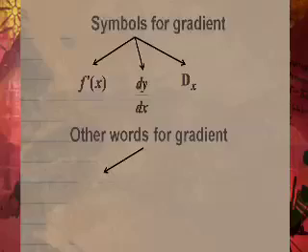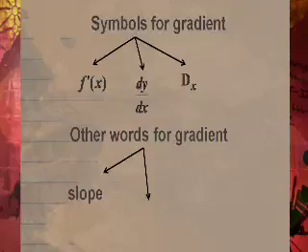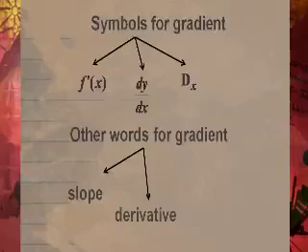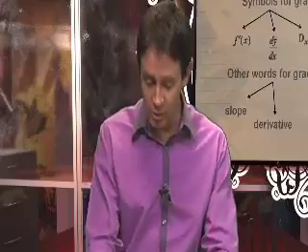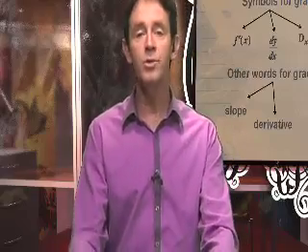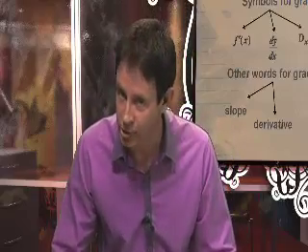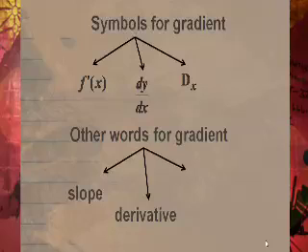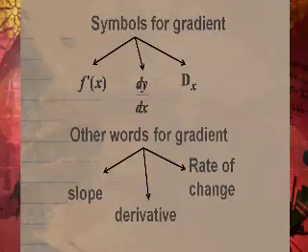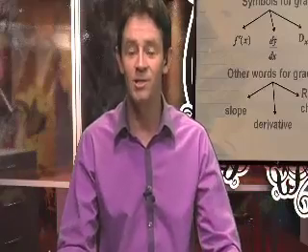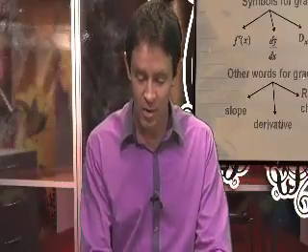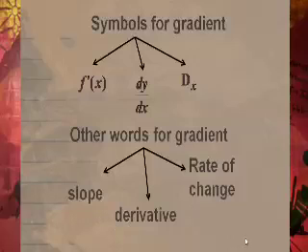Other words for gradient? If you go to Australia, they call it the slope. If you're in Britain, where you get very sophisticated people, it's going to be called the derivative of the function. And of course, if you're in South Africa, we call it the rate of change. Wonderful place to be. Derivative, slope, rate of change, these all mean the same.